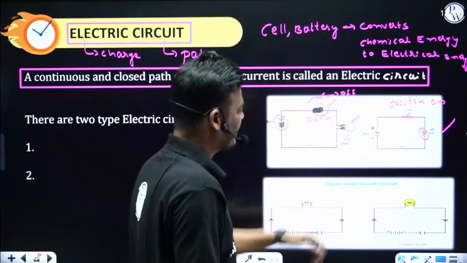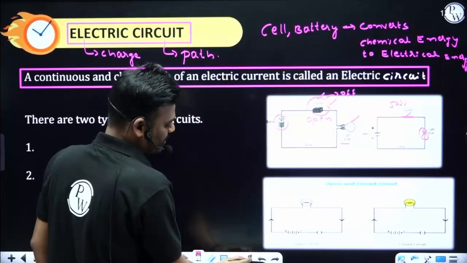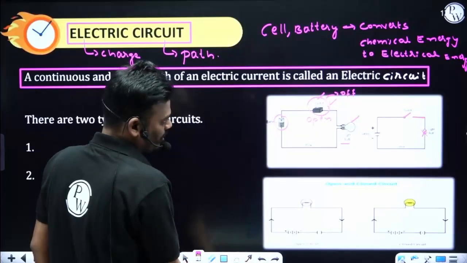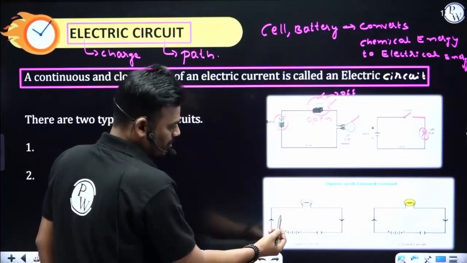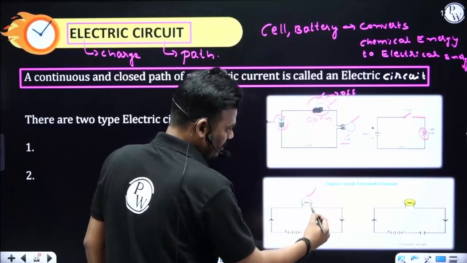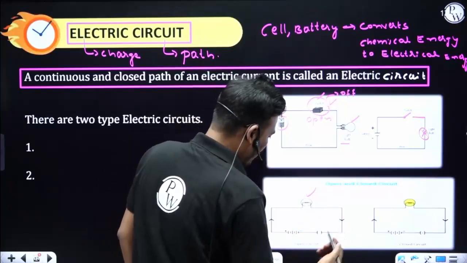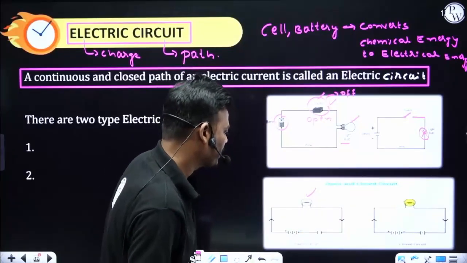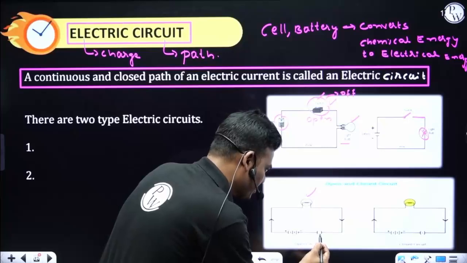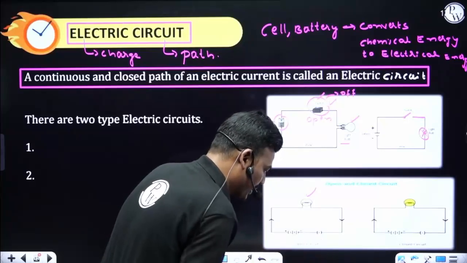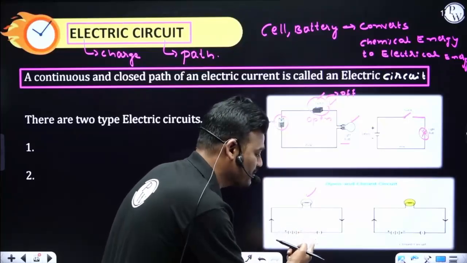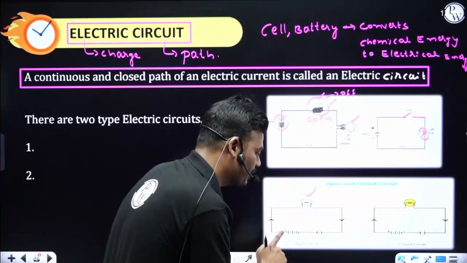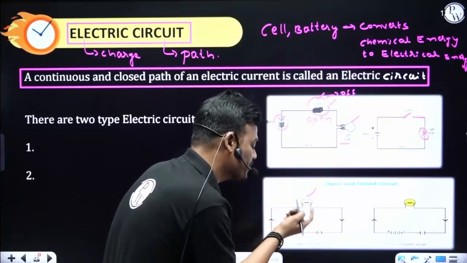So this is the second case I have shown. Here, see, this is the open circuit. When we say this is the open circuit, see there is a plug key. If there is no dot, that means the switch is off, or else the circuit is open.